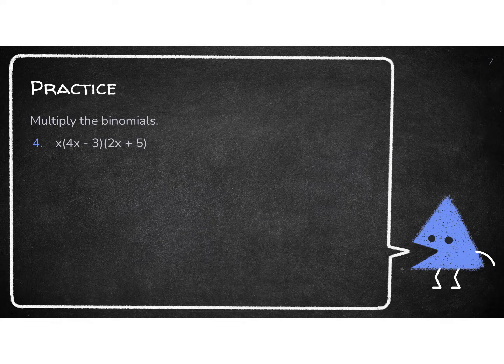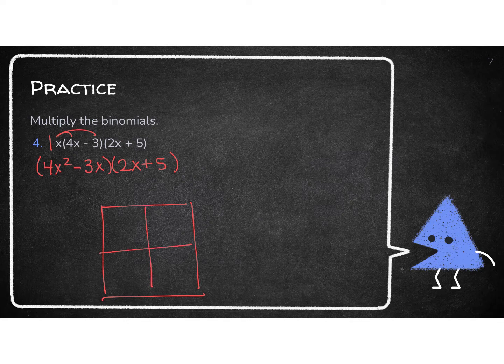Next example here. So I have an x out front that I need to distribute through. That's like saying a 1x, you guys. So I have 1x times 4x is going to give me 4x squared minus 1x times 3 is going to give me 3x. And I still have that 2x plus 5. So I still have a 2 by 2. I still need that 2 by 2 box. So I have 4x squared minus 3x and 2x plus 5x.